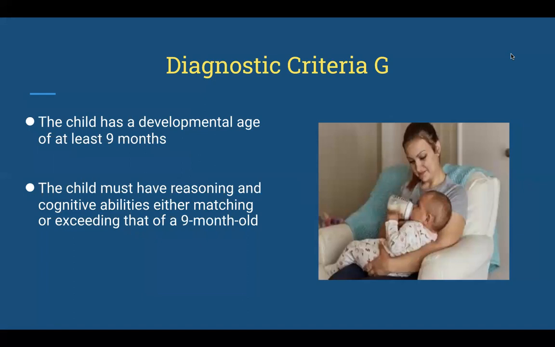Diagnostic criteria G. The child has a developmental age of at least 9 months old. The child must have reasoning and cognitive abilities either matching or exceeding that of a 9-month-old. The developmental age of the child must equal, considering all factors involved, at least that of a 9-month-old comprehension.